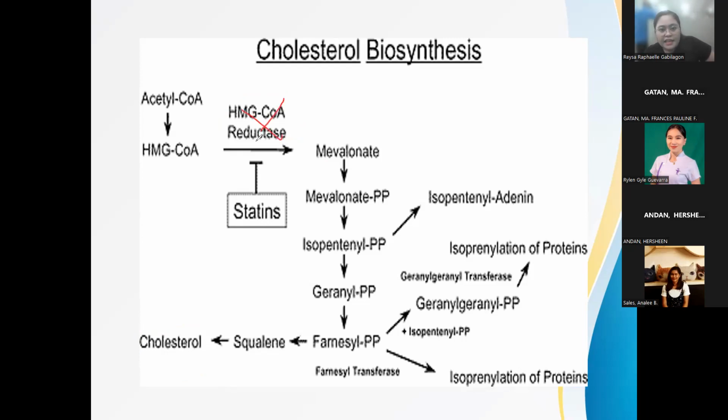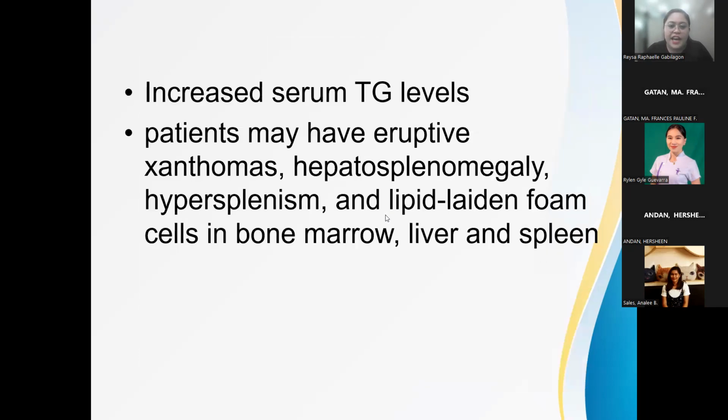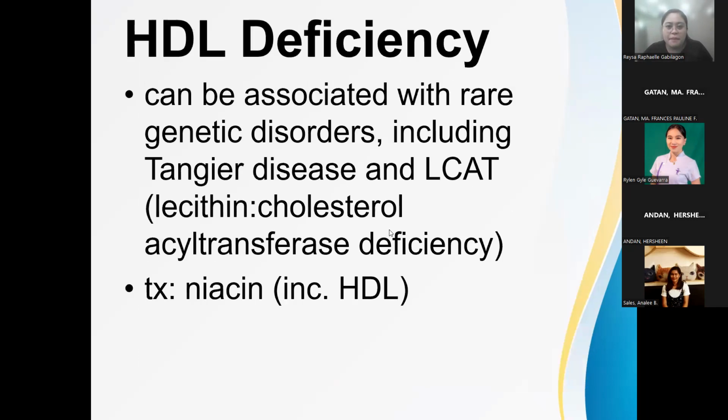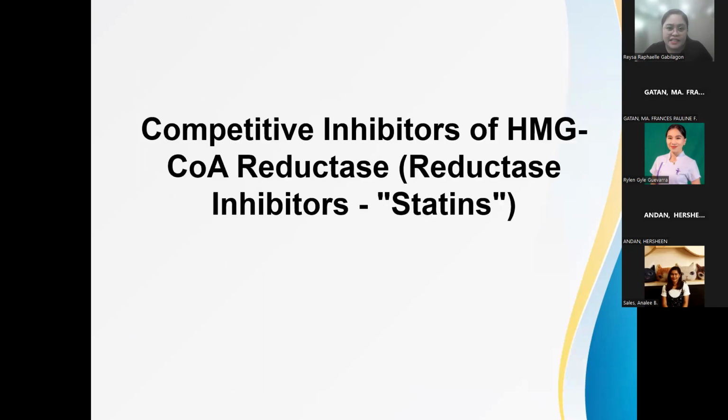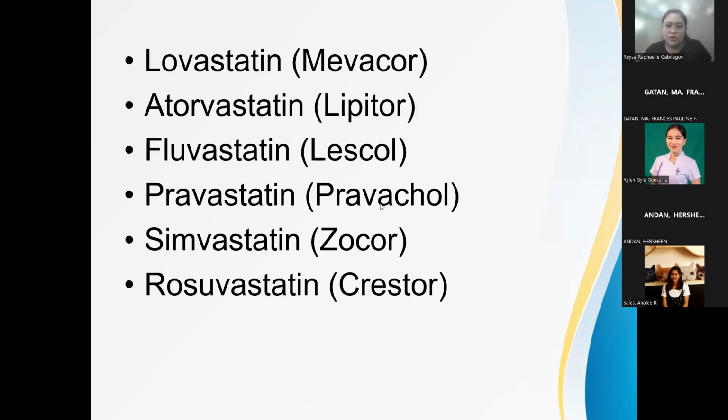They inhibit the enzyme HMG-CoA reductase so that HMG-CoA does not become mevalonate and does not end up as cholesterol. Okay? And I believe you are very much familiar with our statins. Statins is just what we call them, but their real name is HMG-CoA reductase inhibitors. So these are examples of our statins: lovastatin, atorvastatin, fluvastatin, pravastatin, simvastatin, and rosuvastatin.